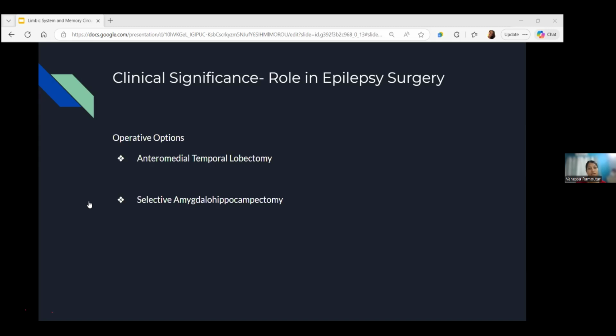So operative options in epilepsy surgery include anteromedial temporal lobectomy, which involves the removal of the anterior portion of the temporal lobe, the hippocampus, the amygdala, and the parahippocampal gyrus. It is indicated in patients with focal epilepsy or hippocampal sclerosis. Another option is the selective amygdalo-hippocampectomy. This is a minimally invasive procedure and is a more conservative alternative aimed at reducing memory decline or cognitive decline.